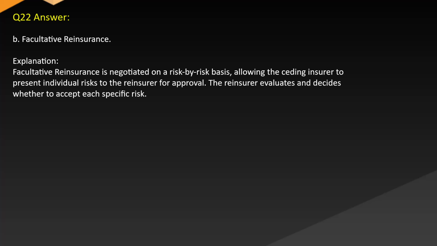Answer: B. Facultative reinsurance. Explanation: facultative reinsurance is negotiated on a risk-by-risk basis, allowing the ceding insurer to present individual risks to the reinsurer for approval. The reinsurer evaluates and decides whether to accept each specific risk.